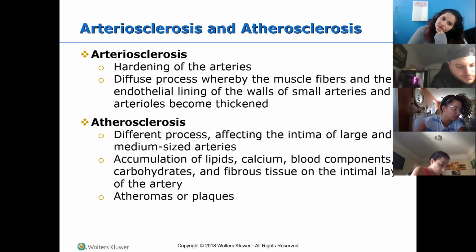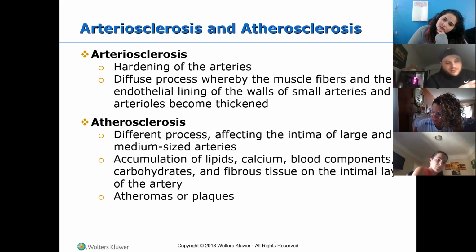Arteriosclerosis doesn't have the lipid, calcium, and blood component accumulation. No, it's the result of it. It's the walls. Because the inside has all the fat, lipids, and everything, narrowing the vessel, it has to work harder for the blood to get through, which makes the vessel thicken.